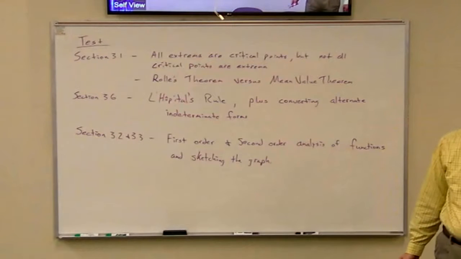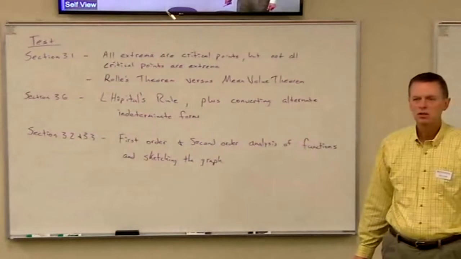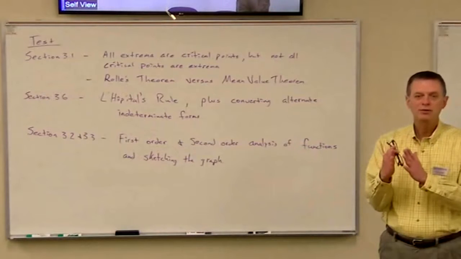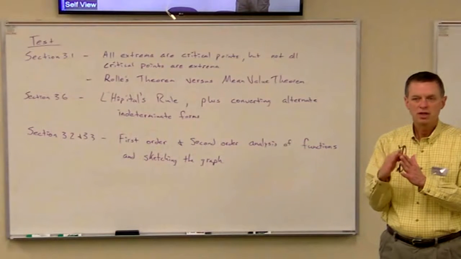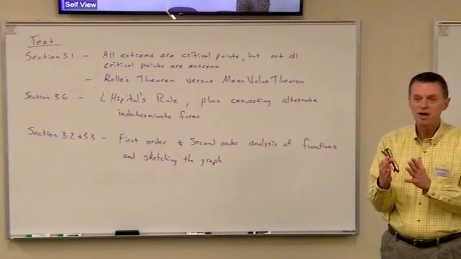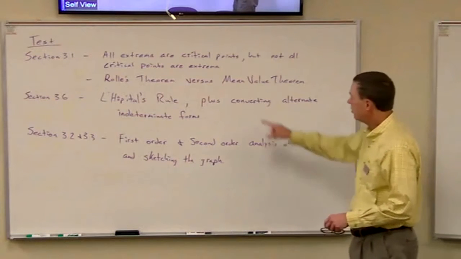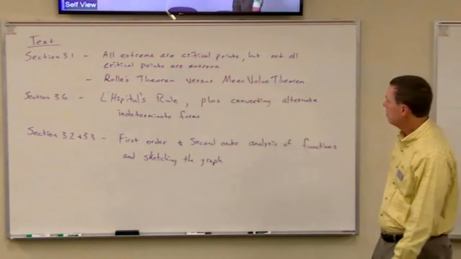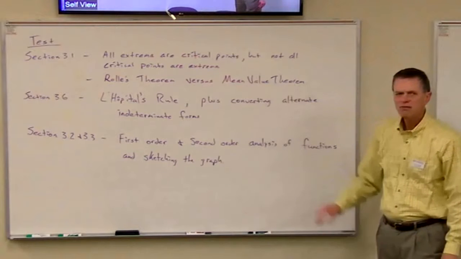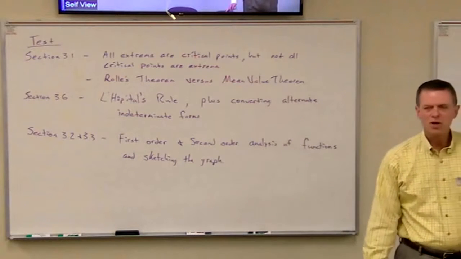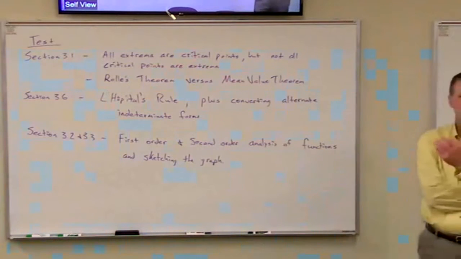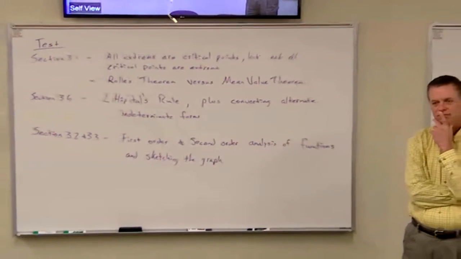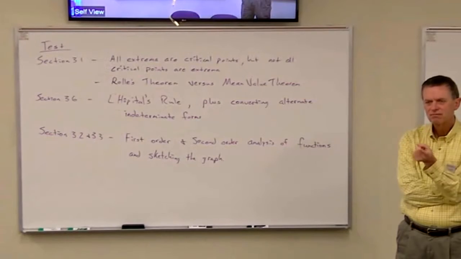You can have a critical point that's not an extrema. Now, a vertical asymptote would be critical, since your derivative doesn't exist there. That's how you find critical points. And critical means the derivative doesn't exist or it's equal to 0. Then we have Rolle's theorem versus the mean value theorem. What goes on with those? What does Rolle's theorem say? If you have two extrema, there's like a turning point in the middle or something.